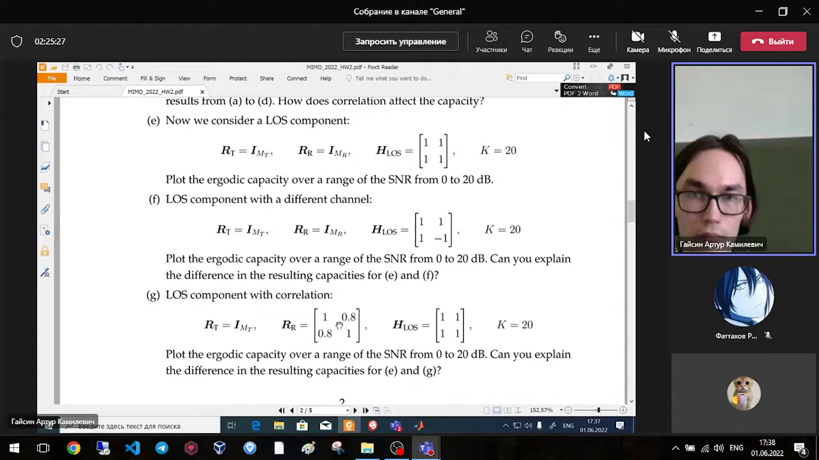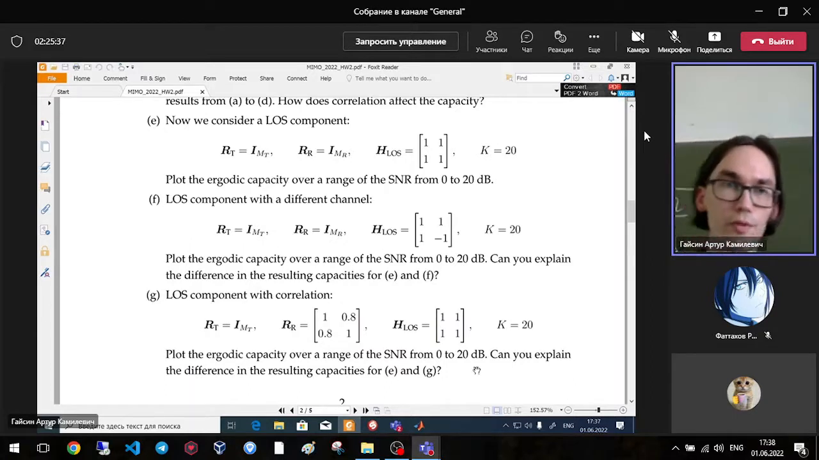And the last thing, what if we have identical channels, but correlation at the receiver? And also for this E, F, and G, I think you can plot one overall plot with all these 3 cases.